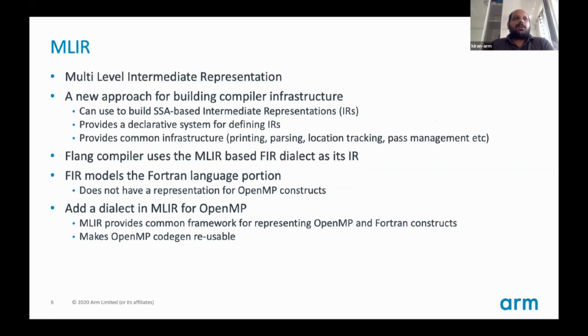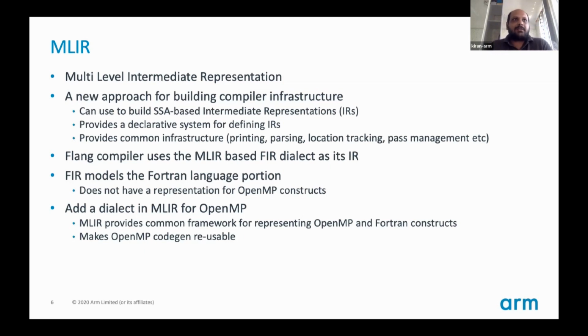So MLIR stands for Multi-Level Intermediate Representation. This is a project that was recently open sourced by Google. It's a new approach for building compiler infrastructure. Basically, you can use it to build SSA-based intermediate representation. It provides a declarative style for defining intermediate representations. It also provides common infrastructure for a lot of common tasks like printing operations, parsing operations, location tracking and pass management. The Flang compiler wanted a high-level IR, and there was some work going on when MLIR was open sourced, and it was an ideal fit for this purpose.